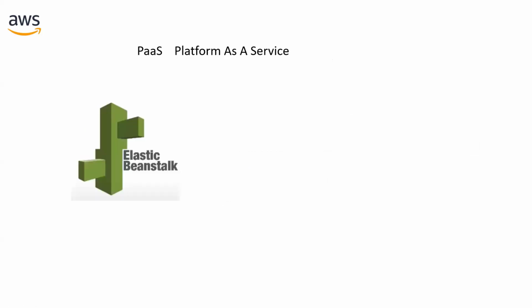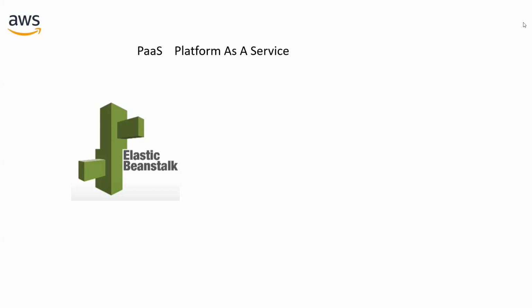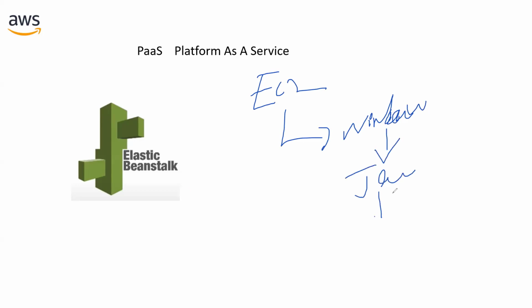Then we have platform as a service. Inside AWS, we have a service called Elastic Beanstalk. You know what the benefit of Elastic Beanstalk is? I will tell you. There is a lot of difference between EC2 and Elastic Beanstalk. Take an example: you are deploying an EC2 instance for Windows. On top of this Windows, you want to install Java, and on top of Windows, you want to install PHP.